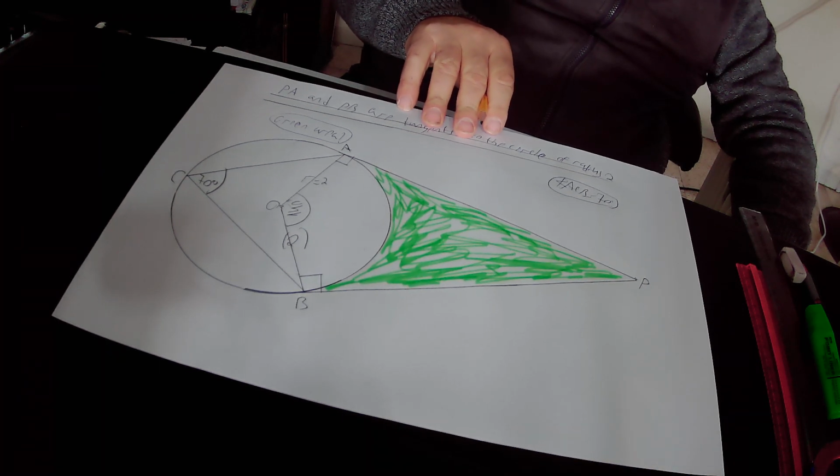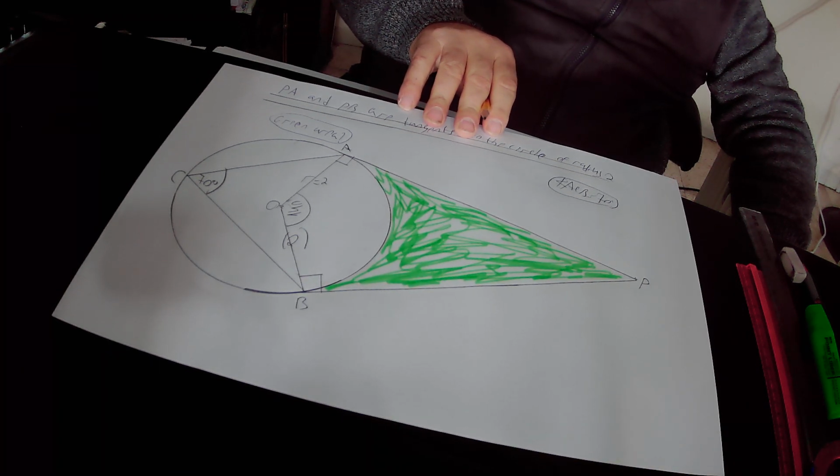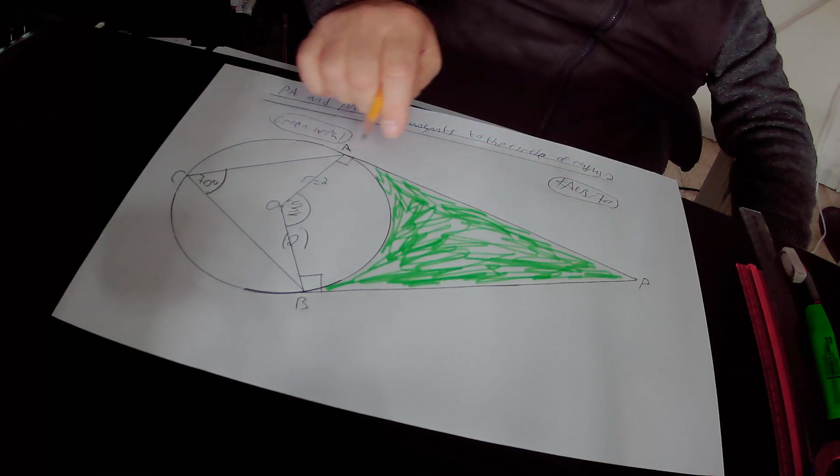In the next step, we join points P and O together by a straight line.